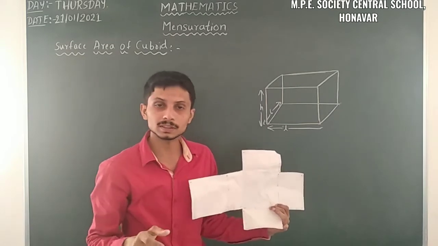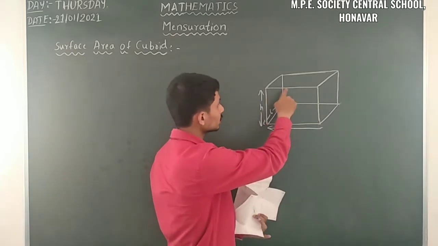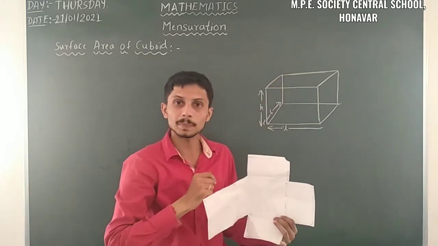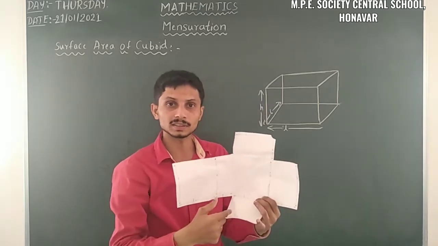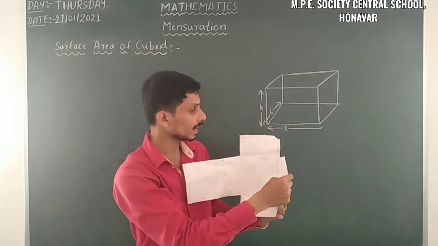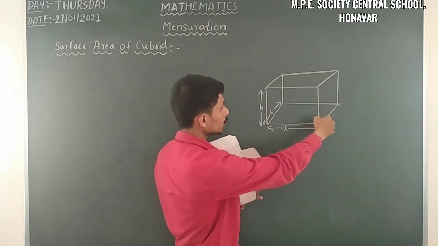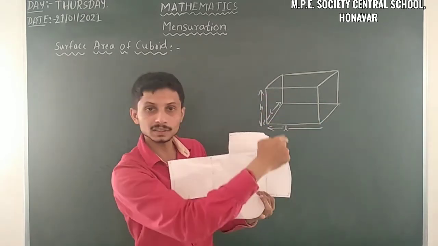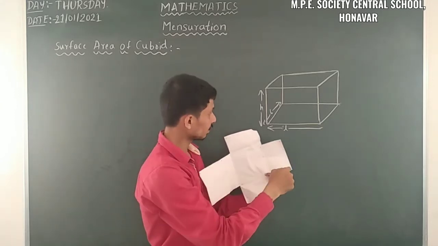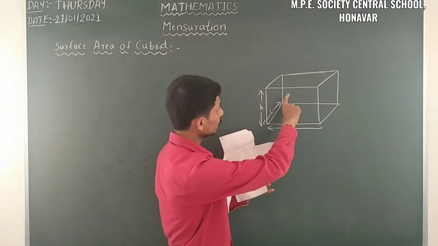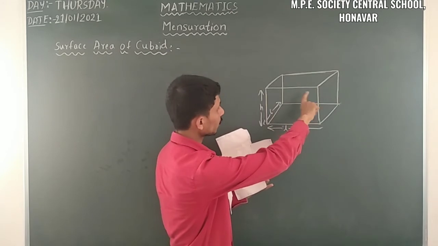Simultaneously, the opposite faces of the rectangle are the same. So this is also length and this is the breadth. So these are the top faces. And here we have the side faces. This one, just observe, is base into height. And the middle one, that means the front face, this one.